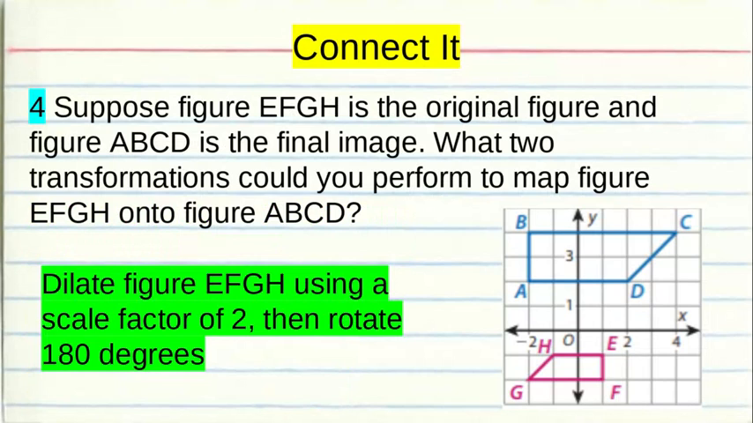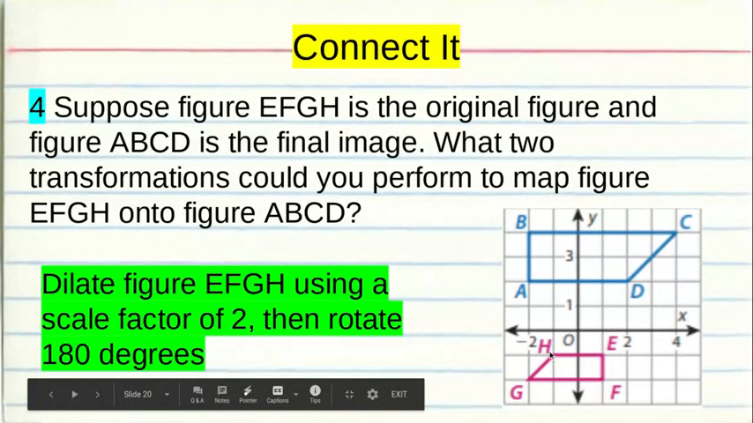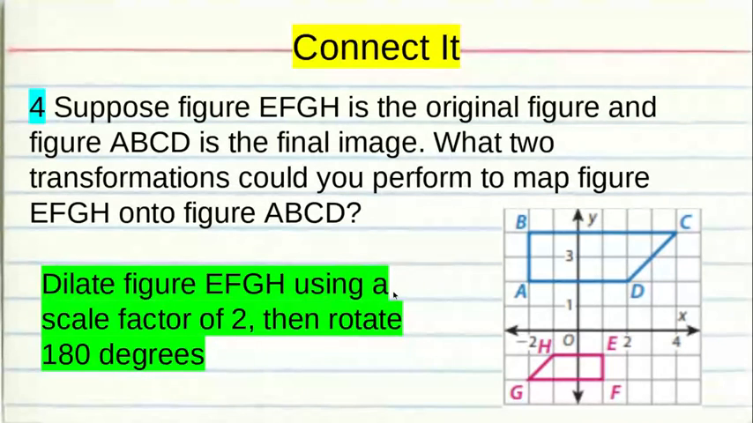For question 4, it asks what is another way you could map it. Suppose that EFGH is the original figure and figure ABCD is the final image. So this time we're trying to go from this figure to this figure. What two transformations could we do? In this case, we would want to do the opposite. The opposite of a rotation of 180 degrees would still be a rotation of 180 degrees.